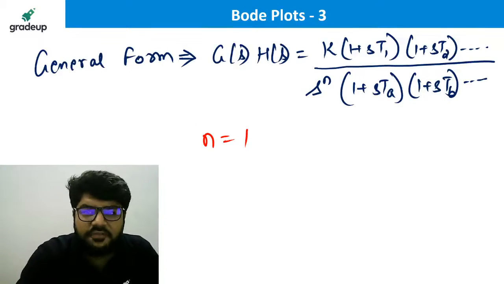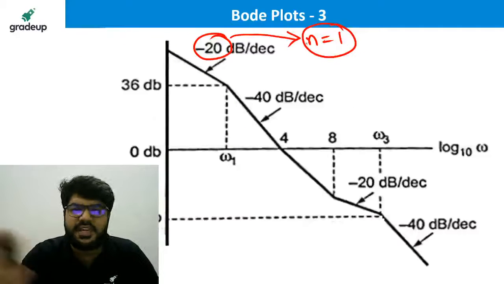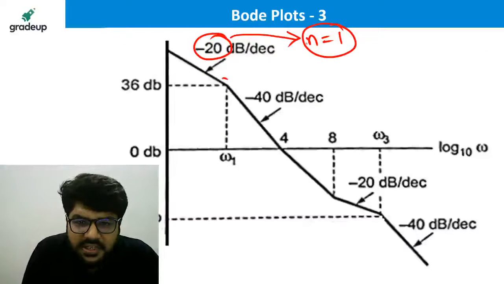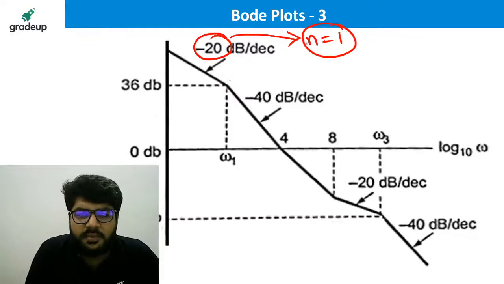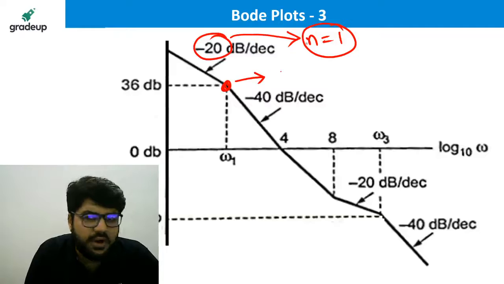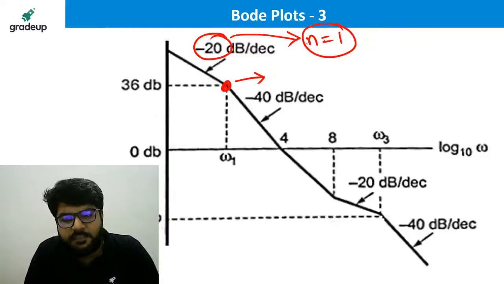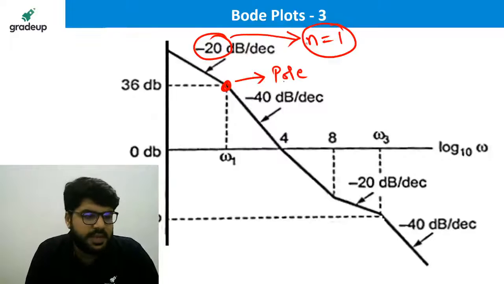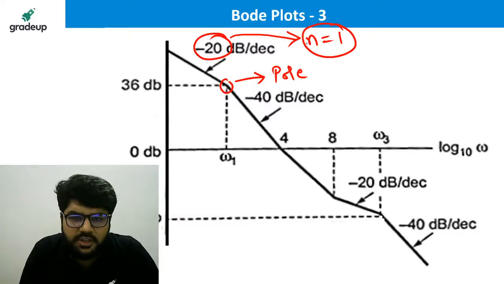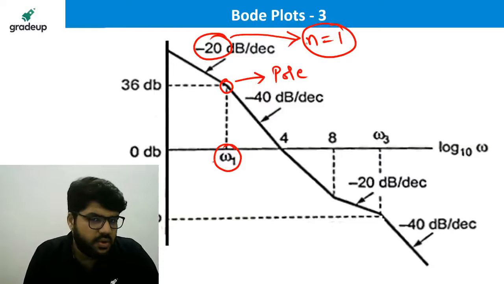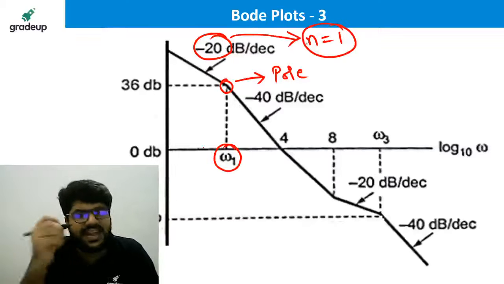Then from the corner frequency you will decide the value of T1, T2, TA, TB. Look at this, guys. The slope changes from minus 20 to minus 40. So this should be what? Minus 20 to minus 40, decreasing. So this should be a pole, right? This point should be a pole at omega 1. That frequency is not given, that also we'll find.